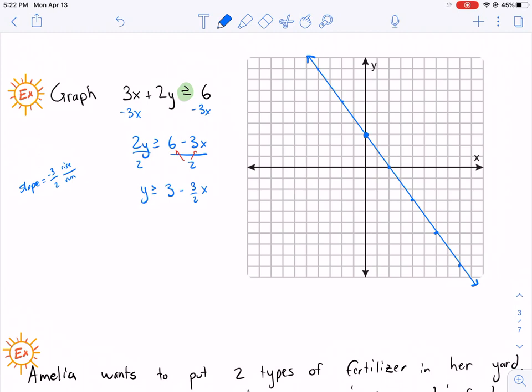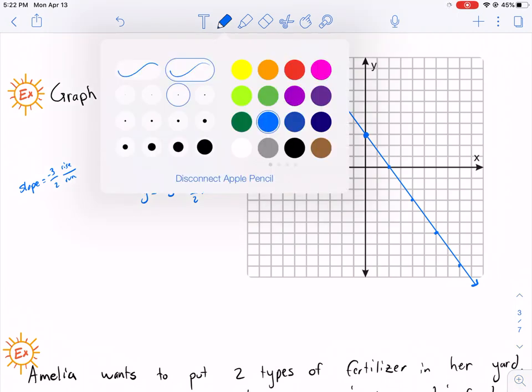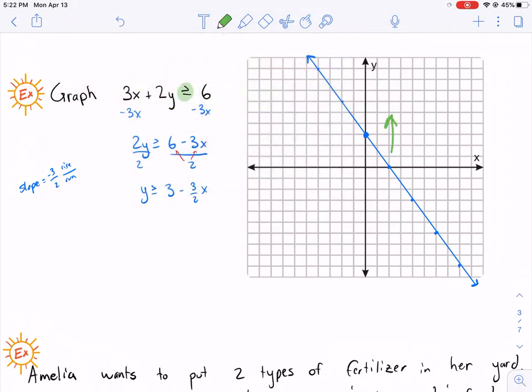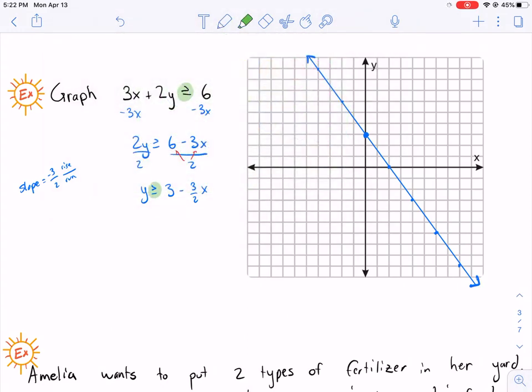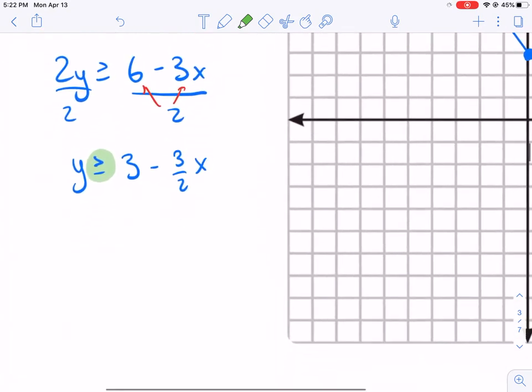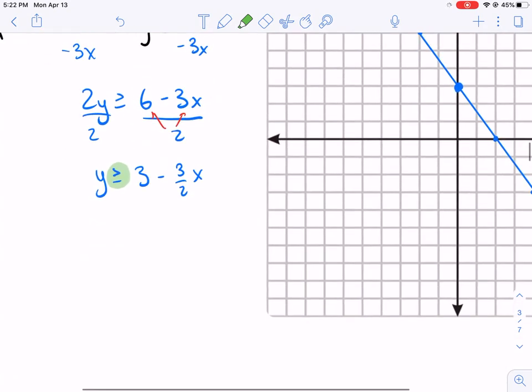Now, I need to decide if I'm shading above this line or below this line. Okay? So let's find out. Here we look to our inequality when y is by itself. If y is greater than the value to the right over here, we shade above the line.